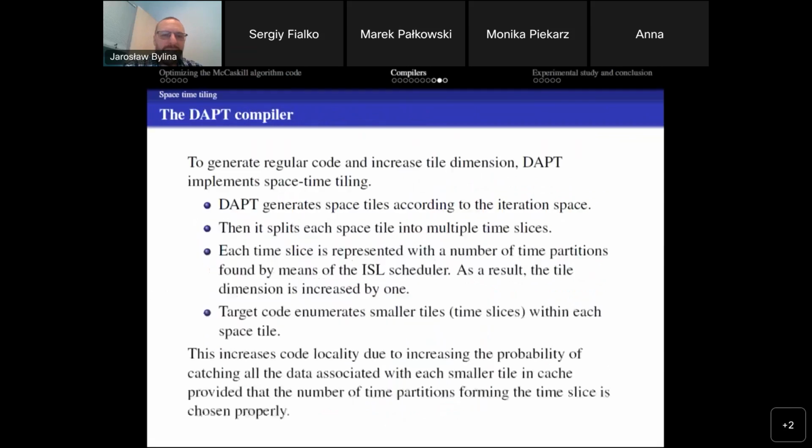DAPT, yes, this is an acronym from the letters of Maciej Poliwoda, and the words stand for something like affine transformation processing, D. I forgot what the D is, but in the main it is a space-time tiling, and the author is Maciej Poliwoda. Sorry, but I forgot these words. I think that it is explained in the paper. Okay, thank you very much.